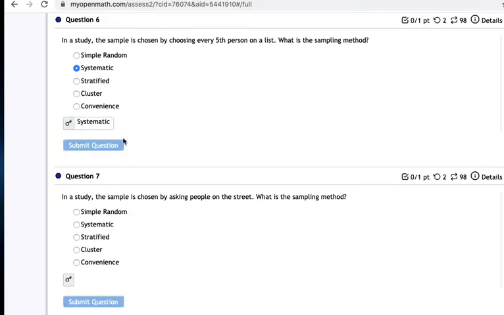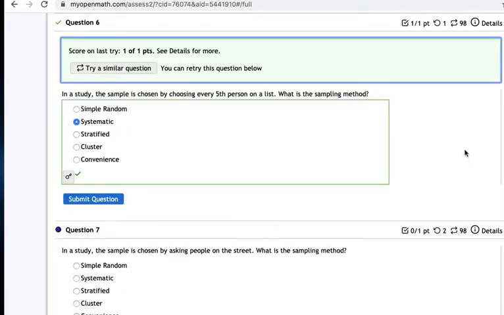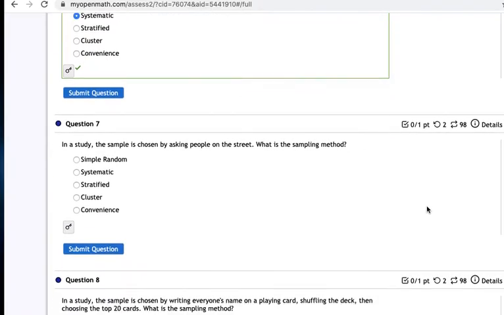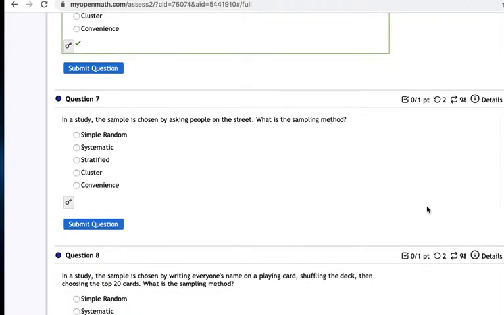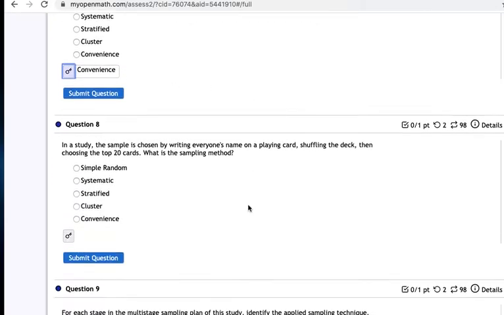Yes. Okay. Let's go to the next one. In a study, the sample is chosen by asking people on the street. What is the sampling method? Okay, so you're asking people on the street. So you're happening to be passing by them. It's the easiest thing for you to do. That's convenience. And let's check the answer. Yep, it's convenience.